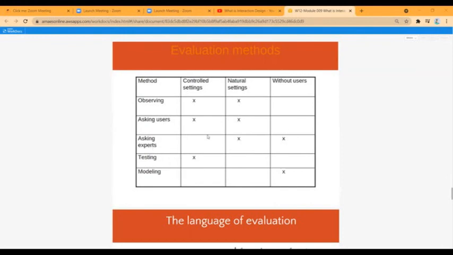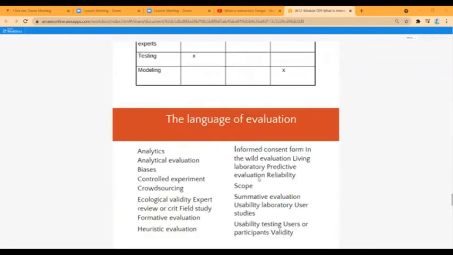For asking experts, controlled settings is blank, natural settings is X, and without users is X. For testing, controlled settings is marked as X, natural settings is blank, and without users is blank. For modeling, controlled settings is blank, natural settings is blank, and without users is marked as X.